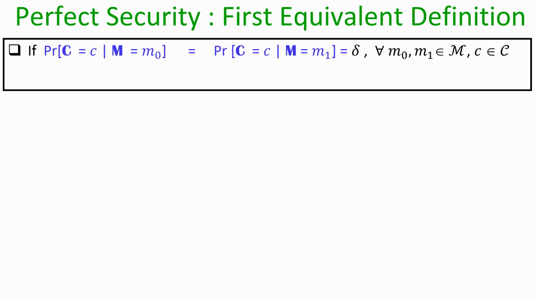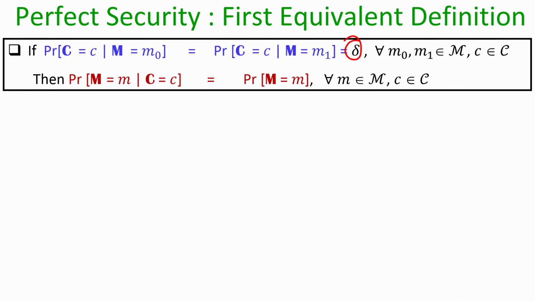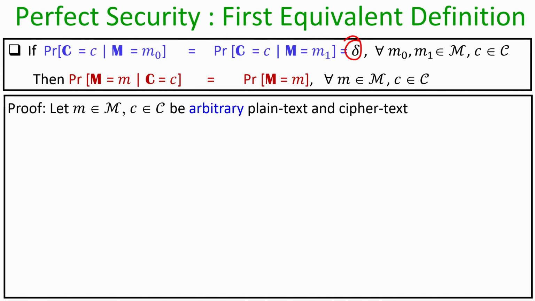Namely, we assume that we have an encryption process where for every probability distribution, the conditional probability that M0 is encrypted to C and the probability that M1 is encrypted to C are the same, and we call that probability, say, delta, for all pairs of messages M0, M1 in the plain text space and for all ciphertexts C belonging to the ciphertext space. Given this, we will prove that the original condition of Shannon's perfect security is also true for the encryption process. Namely, the conditional probability that the message is M given the ciphertext C is the same as the probability that the plain text is M, right.